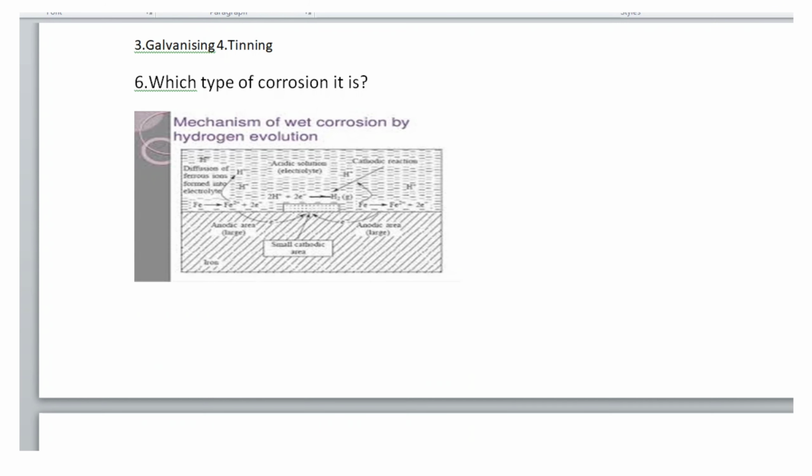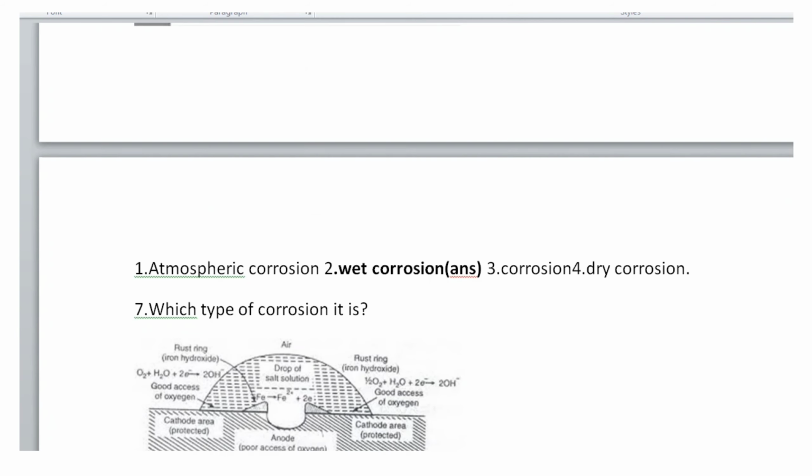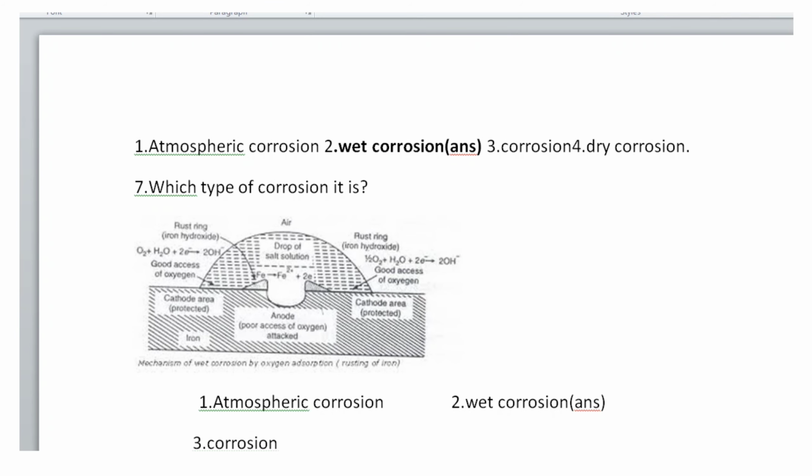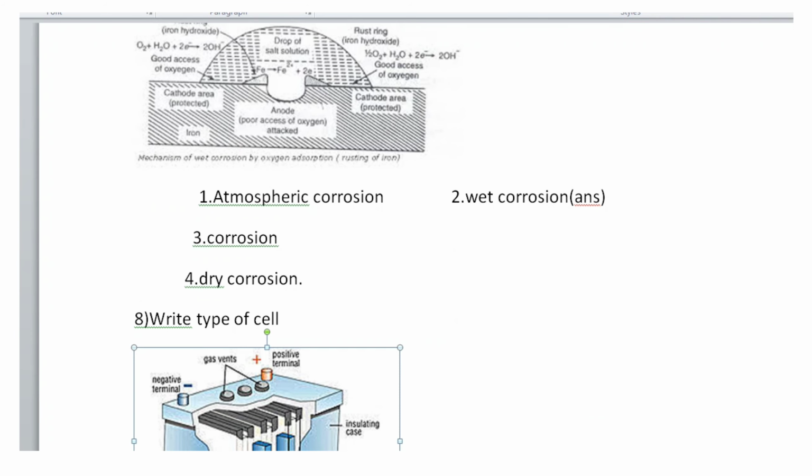Now which type of corrosion is it? This is the mechanism of hydrogen evolution, which is wet corrosion, also known as immersed corrosion or electrochemical corrosion. Then which type of corrosion is it? This is the absorption of hydrogen gas mechanism, which is wet corrosion or immersed corrosion or electrochemical corrosion.